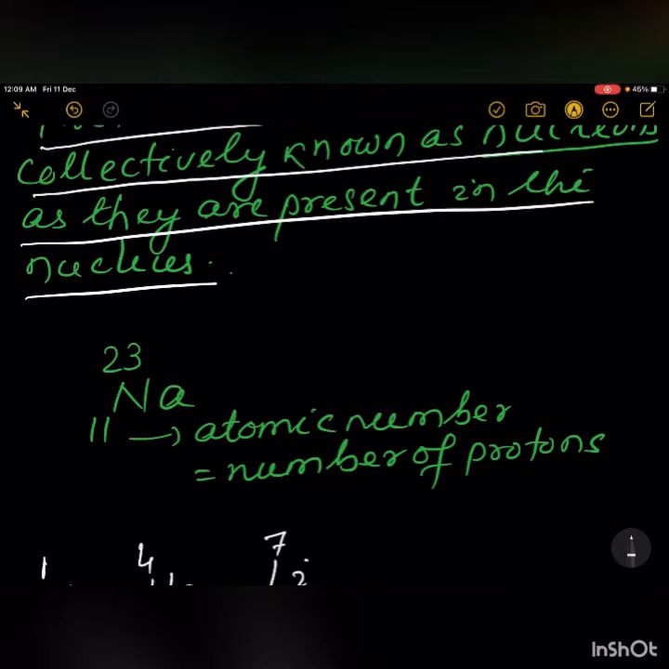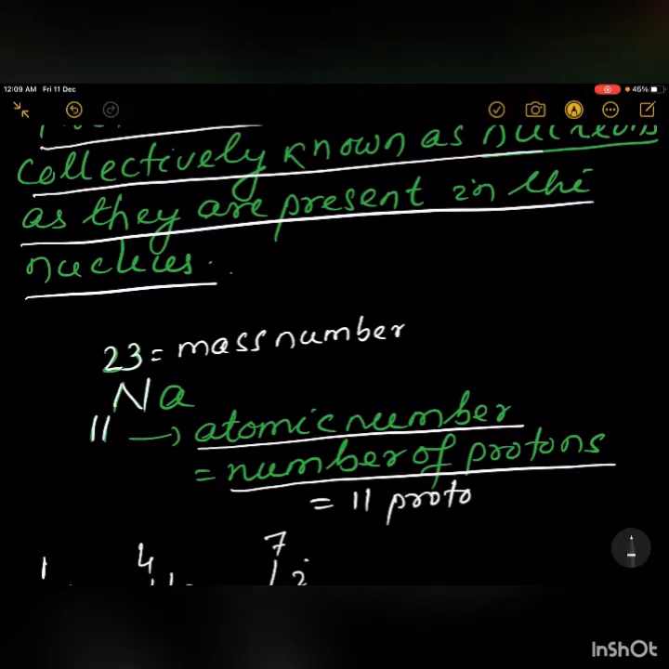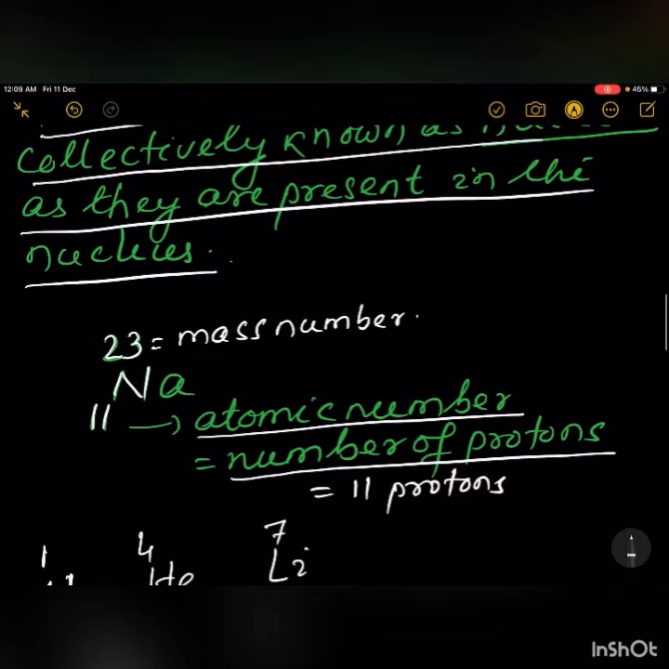You take an atom, sodium. Its atomic number is 11 and mass number is 23. This is the atomic number and this is the mass number. As its atomic number is 11, it contains 11 protons, and mass number is 23. And mass number is equal to number of protons plus number of neutrons.